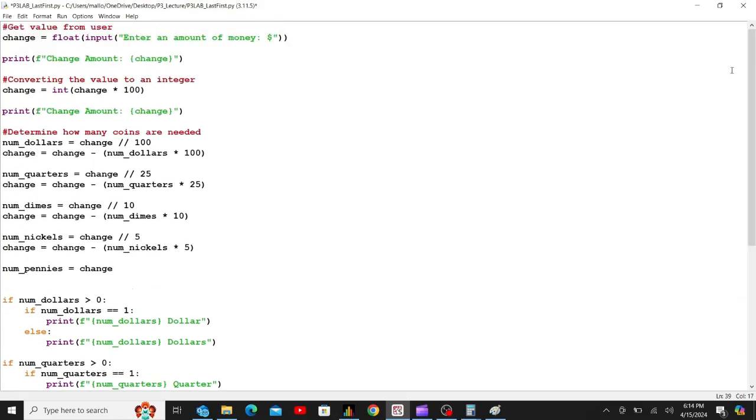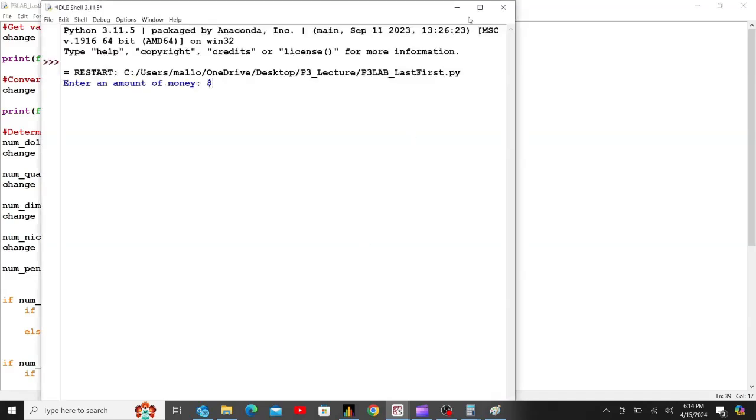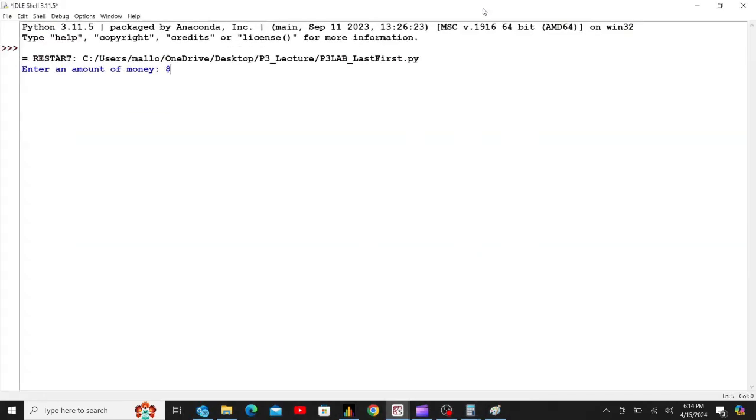So let's give this code a run, and we need to test it out a couple different times. All right. Looks like it's running well so far, no errors. If you do have errors, don't freak out. Just see what the error says. Go back into your code, see if you can find the problem.